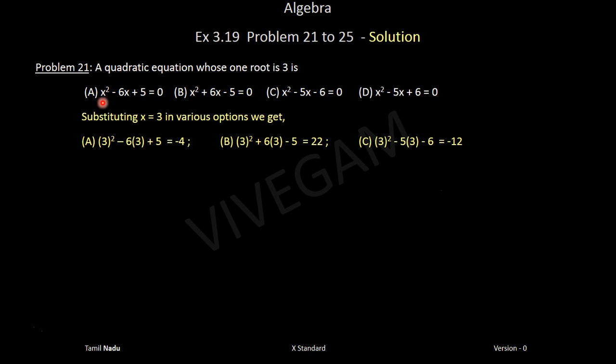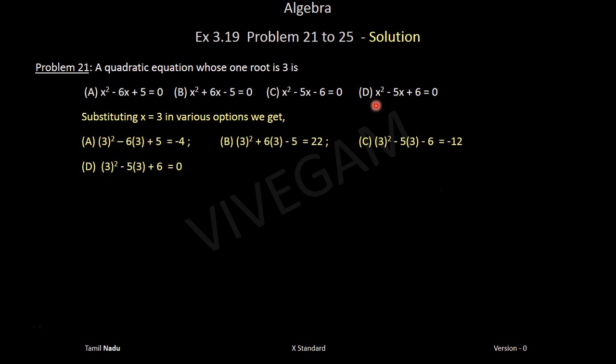So first one will be 3 square minus 6 into 3 plus 5. And this will be 3 square plus 6 into 3 minus 5, and this will be 3 square minus 5 into 3 minus 6. This will be 3 square minus 5 into 3 plus 6. So what we did, we evaluated all the options and it was only the D option which led to 0.